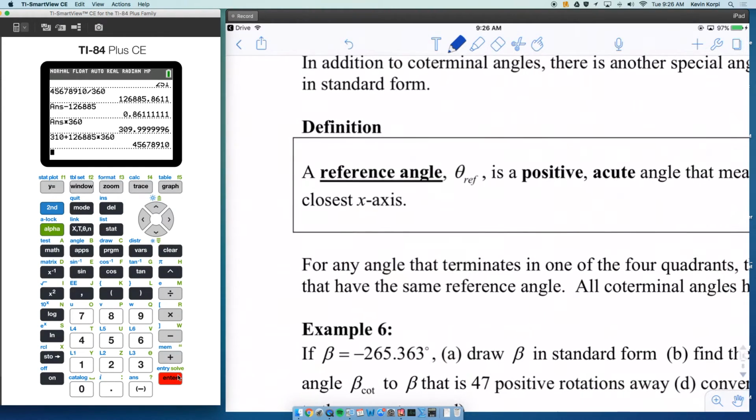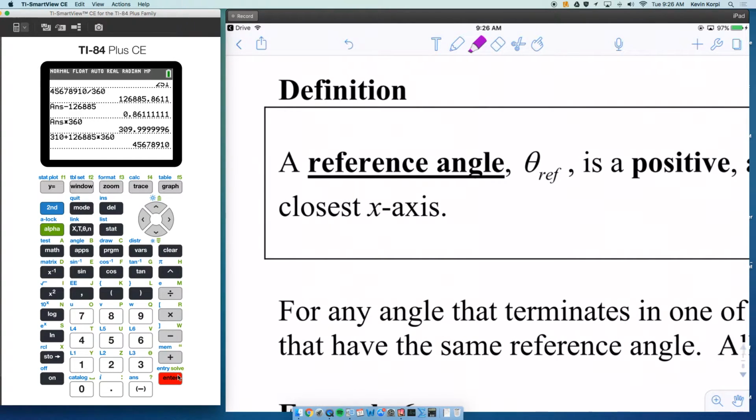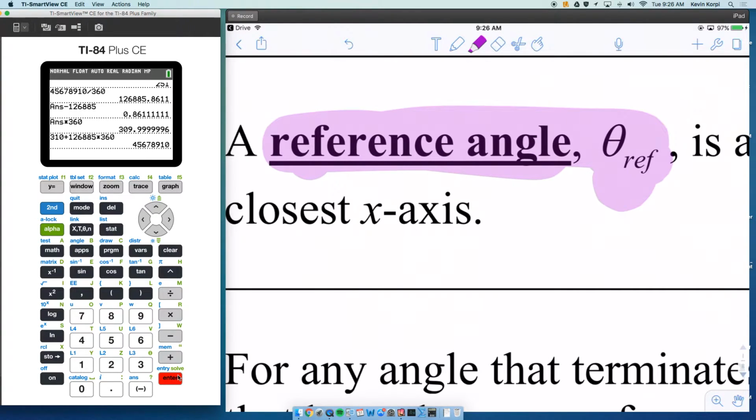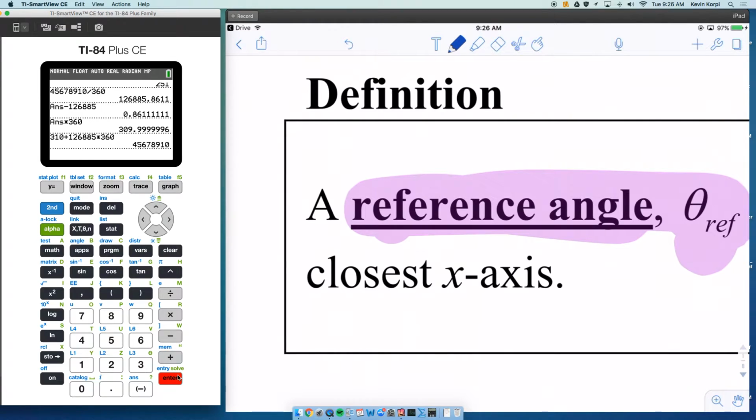All right. So let's go ahead and come up with a very important definition. This one is probably more important than a coterminal angle. It's my favorite definition in the entire section. How about that? A reference angle, which we call theta subscript ref for ref. A reference angle. What's the key word in reference? Refer. Yeah, refer.